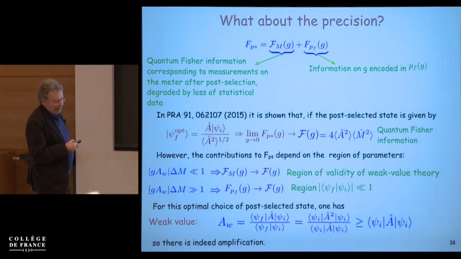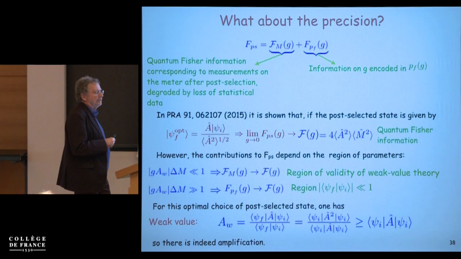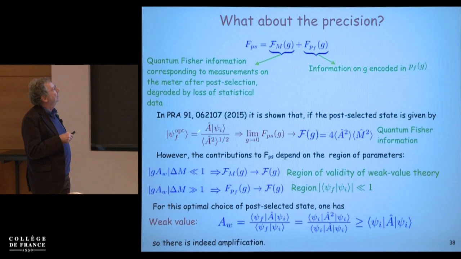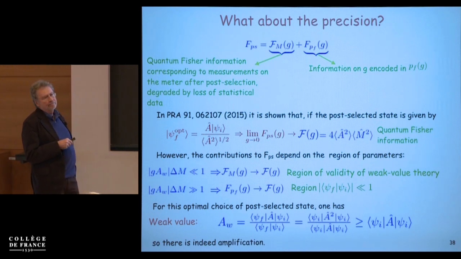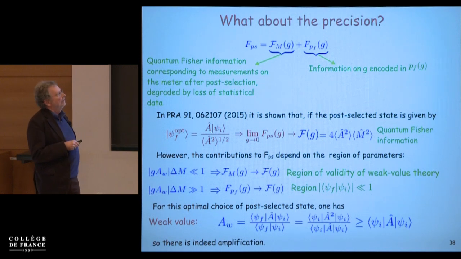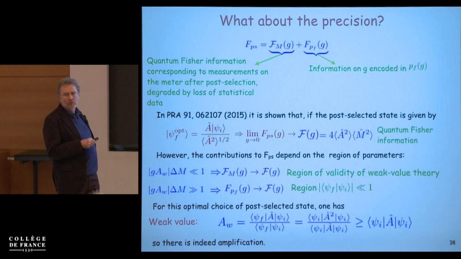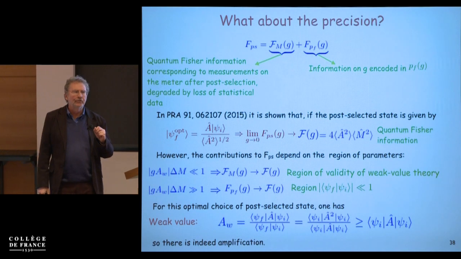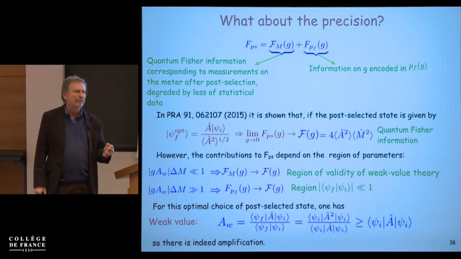So in this paper, we show the following: that there is, in fact, an optimal post-selected state. The post-selected state is given by this expression here. It's obtained by applying the system operator to the initial state and normalizing this. And then if you do that, we show that the limit of this post-selected Fisher information goes to the quantum Fisher information when the coupling constant is very small. Okay? So that's good news and bad news for weak value amplification.